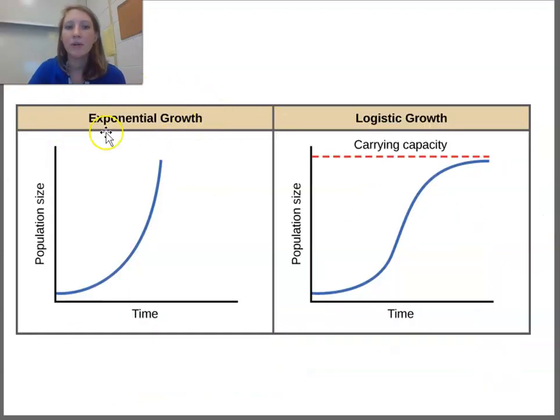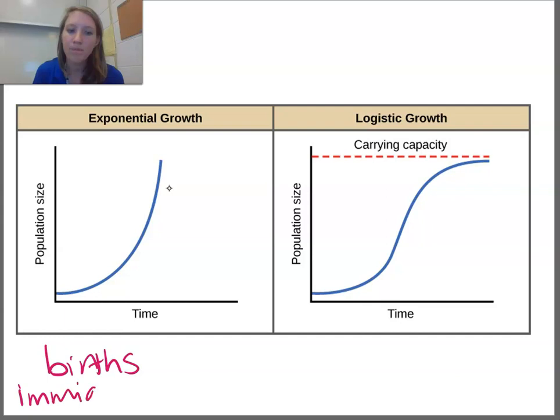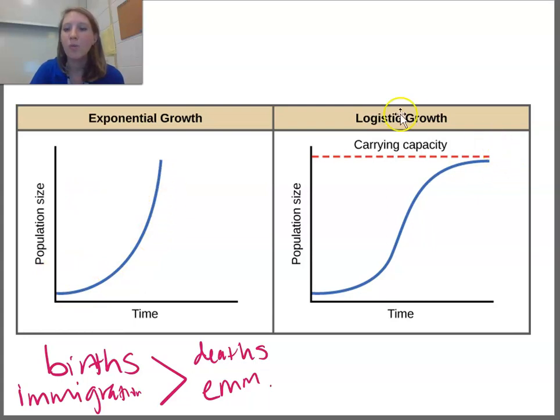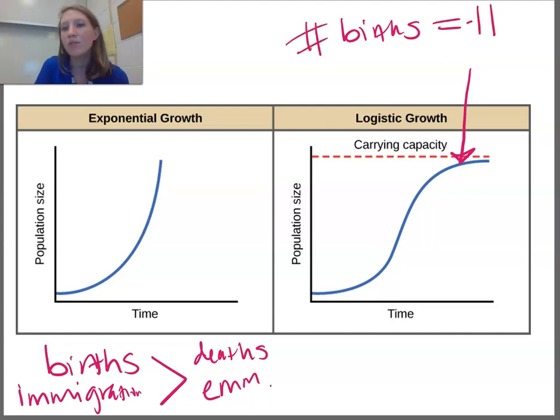So let's review real quick. Exponential growth is when it just grows up and up and up. We usually look at births and deaths, but there could be immigration and emigration happening. So either births or immigration, or both, are greater than the deaths or emigration happening. And that causes exponential growth. When you reach carrying capacity over here, that means they start to level out. And now the number of births happening is going to be equal to the number of deaths.